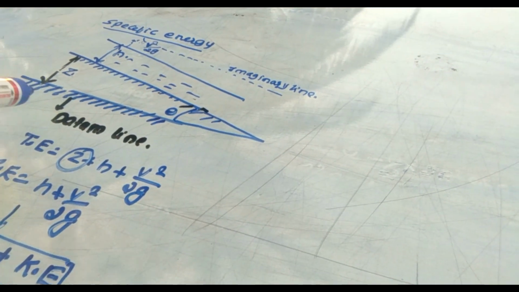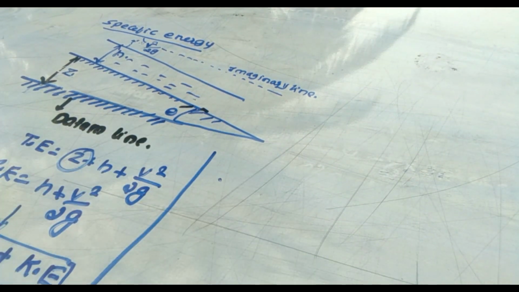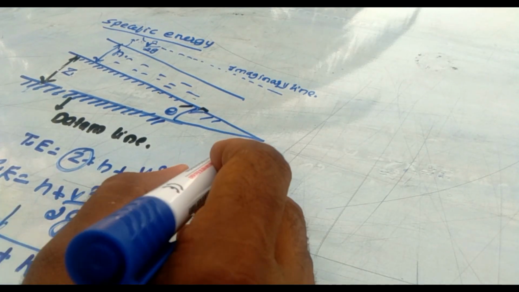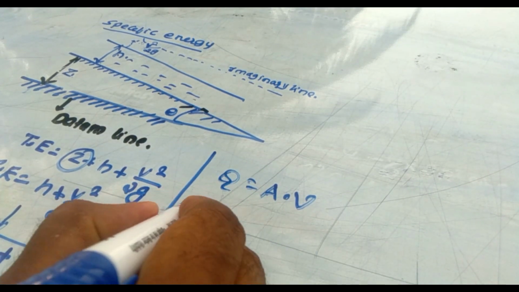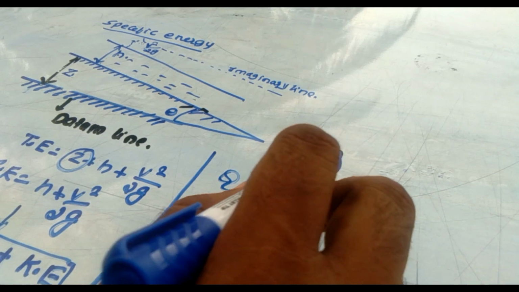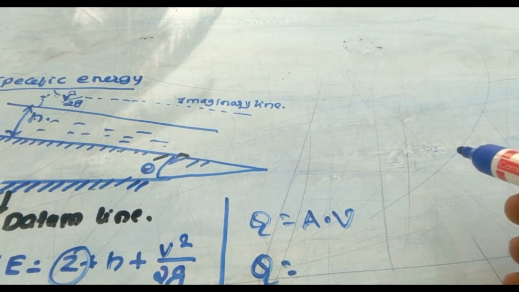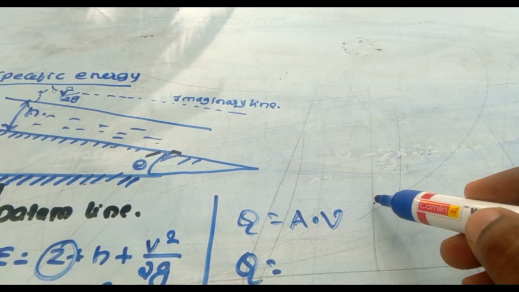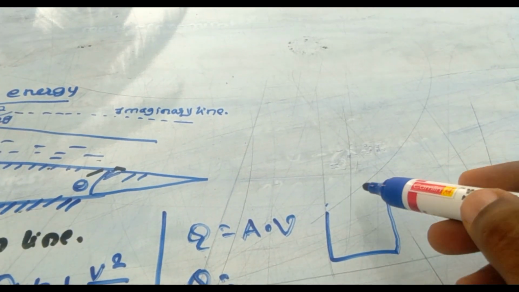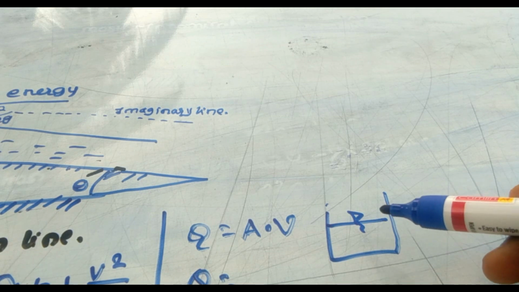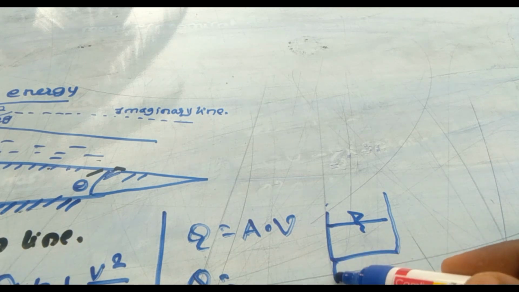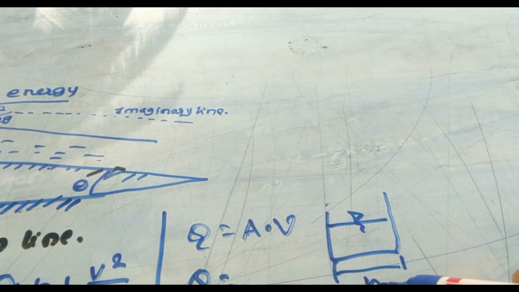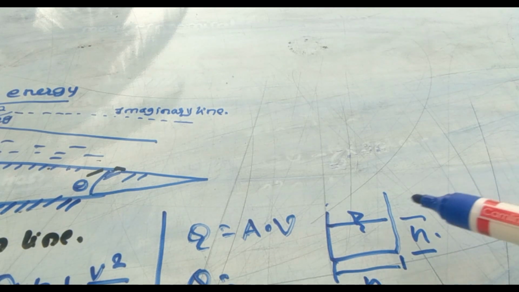The next step is how we can measure that. We have the formula Q is equal to area into velocity. We know that one. Q means the water flowing. For example, this is a rectangular tank. So Q is equal to area into velocity. What is the area? This is b and this is the height.